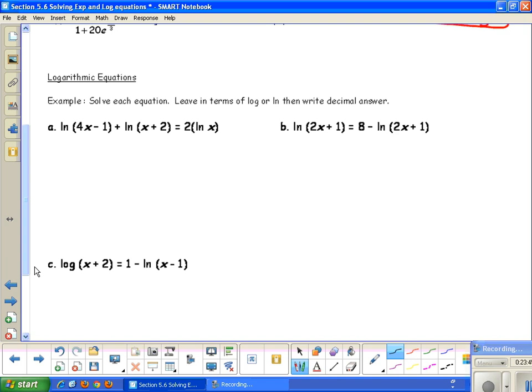So in this case, don't forget when you're solving natural log or log forms, you have to be careful to make sure your answer fits in the domain. So always check the domain.